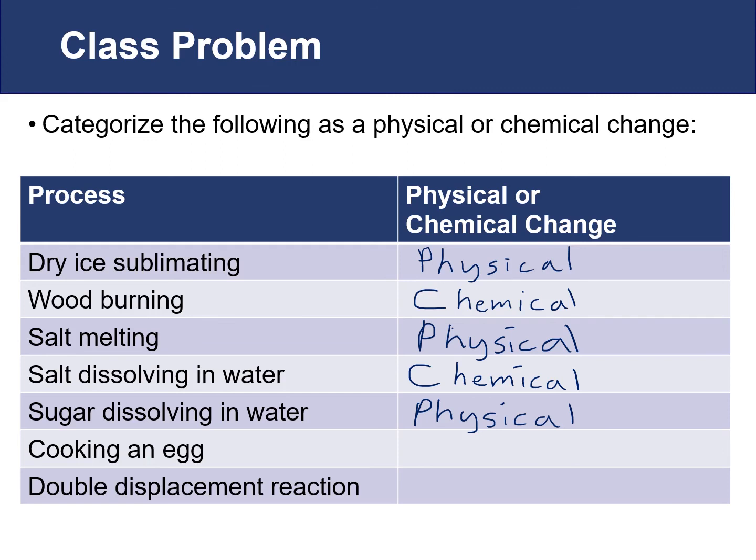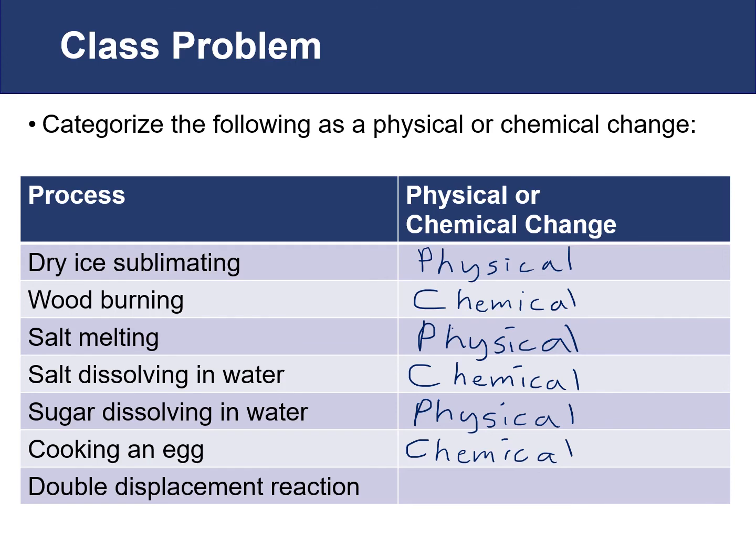When we cook an egg, we are denaturing and rearranging the protein structures, breaking some of the bonds that are holding those proteins together. This is an example of a chemical change. The egg itself cannot become uncooked, and that is your key indicator that this is a chemical change.